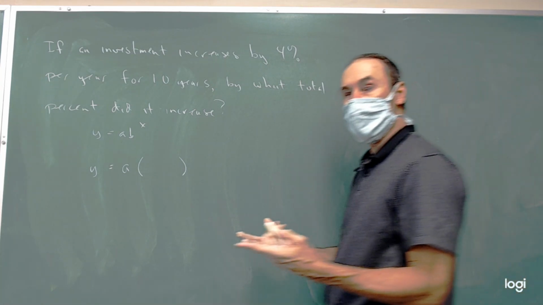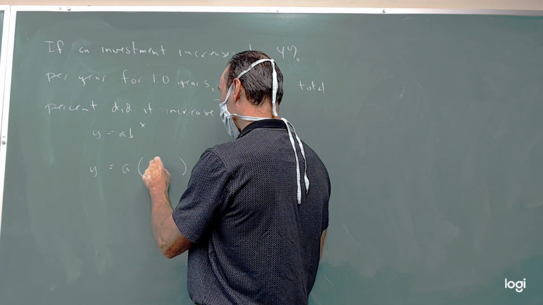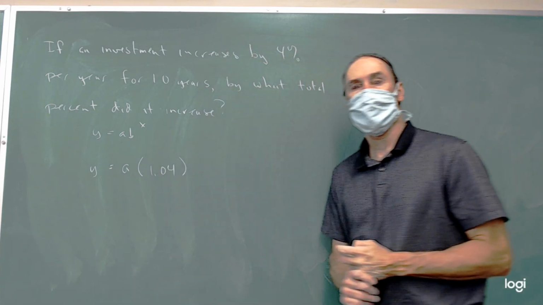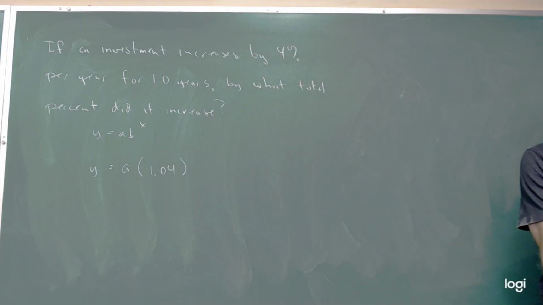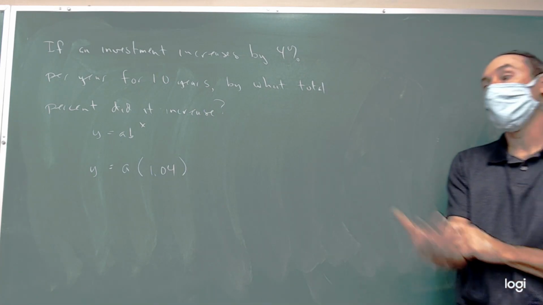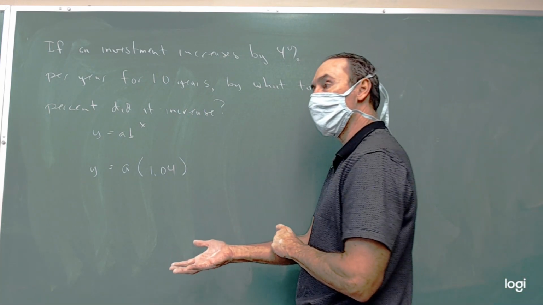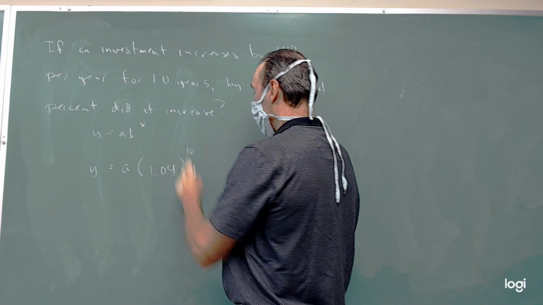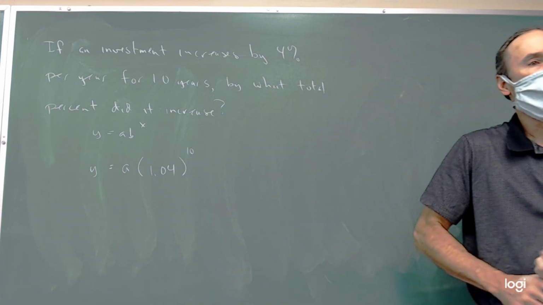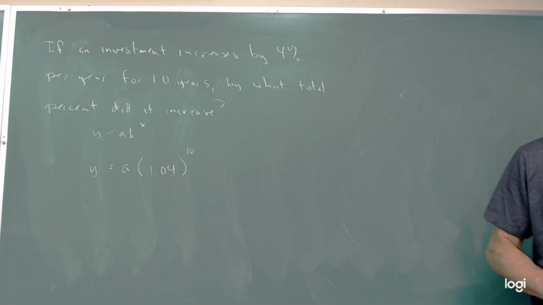Good. So it's the 1 plus r. And remember, you've got to change that percent into a decimal before we can do any arithmetic with it. So that becomes 1.04. And then the exponent, the x, is going to be 10. So on your calculator, you're going to take 1.04 raised to the 10th power.